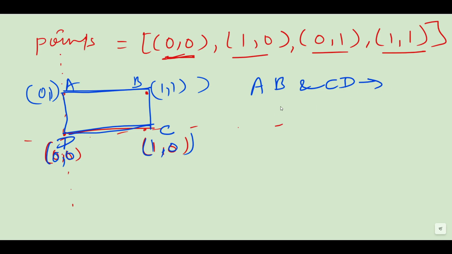And so what is the slope here? For the horizontal line, the slope is nothing but 0. When the slope is 0, we'll say this is parallel, right? Can we say that? So that is the very first point.